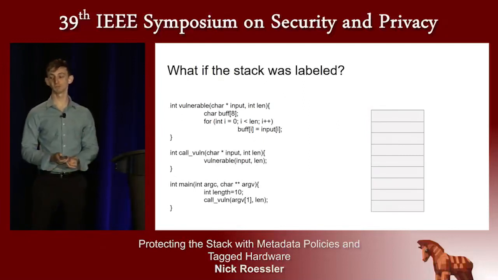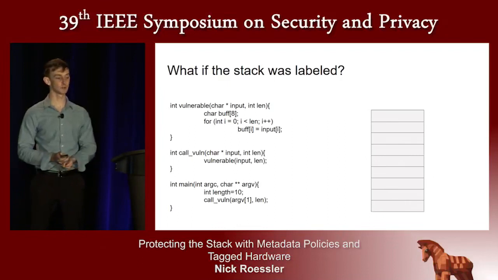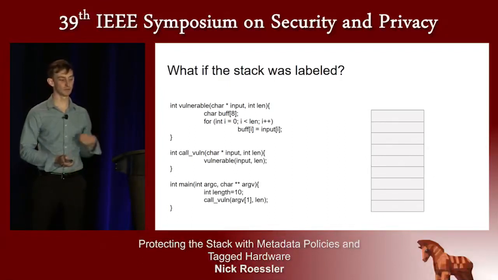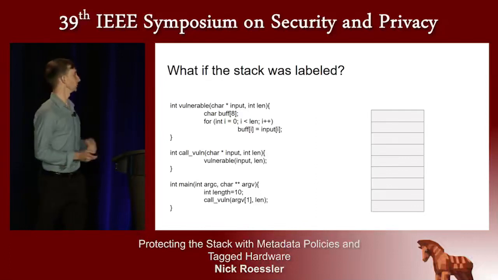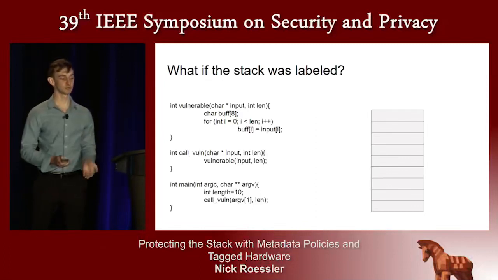What if we knew something about each of the words stored in our stack memory? On the left, I've shown the vulnerable C function from before, as well as some dummy functions that simply call this function. And on the right, I've shown a stack memory. So what if we could assign a color to each one of our functions? That might look something like this.